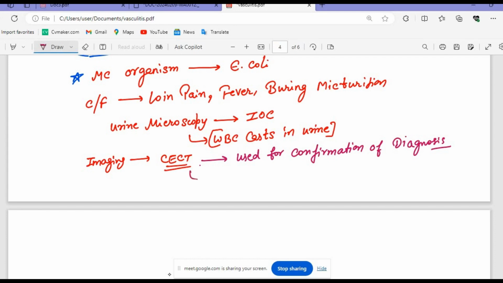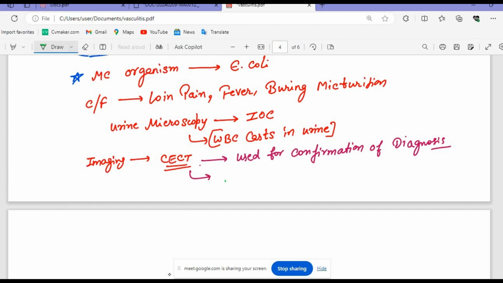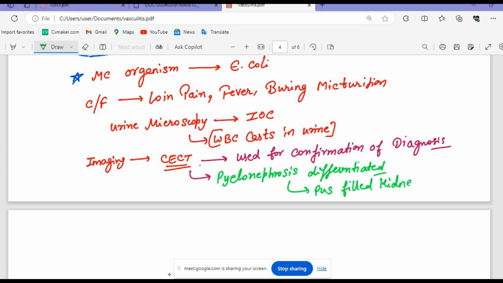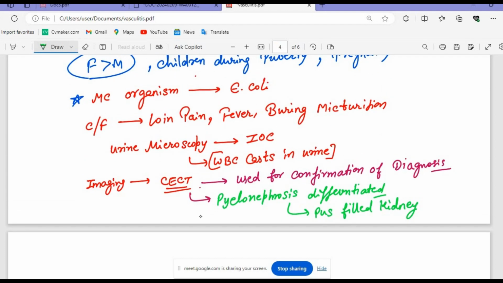CECT also helps us to differentiate pyelonephrosis from pyelonephritis. So what is pyelonephrosis? Remember, it is a pus filled kidney. How do we manage these patients? We will manage with the help of IV antibiotics.